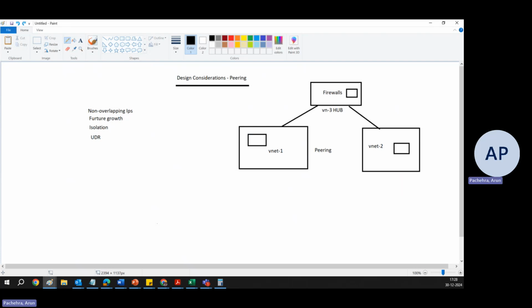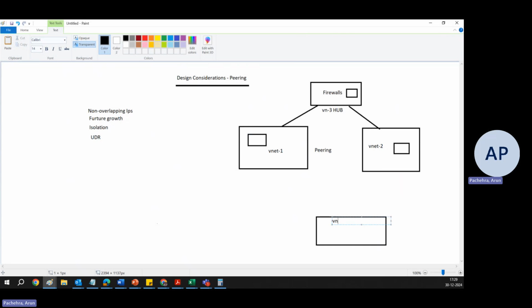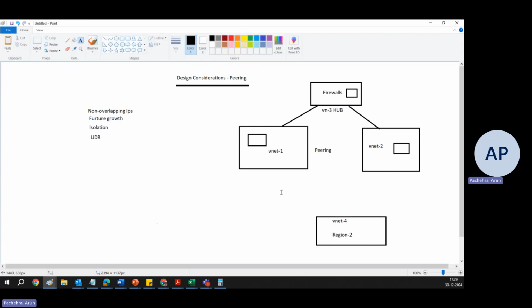Now, we talked about global routing in the previous slide. Now here we need to think, because this is a design consideration. If VNet 1 and VNet 2 and this hub are usually all in the same region, then it is fine. It's low latency. However, let's suppose there is another VNet here, VNet 4, and this is in a different region. If this VNet is in region 2 and all the above VNets are in region 1, in that situation, you need to also think from the perspective of latency.